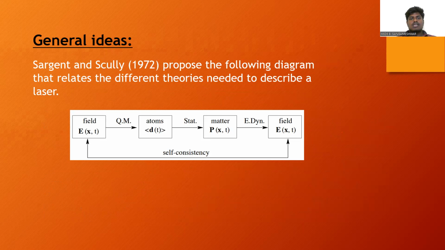Sargent and Scully, in the year 1972, proposed the following diagram that relates the different theories needed to describe a laser. The two scientists, Sargent and Scully, proposed a diagram which related the different theories needed to describe a laser. We can see it on the screen.